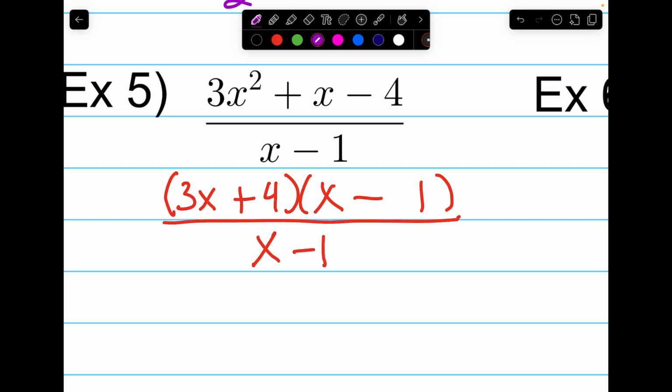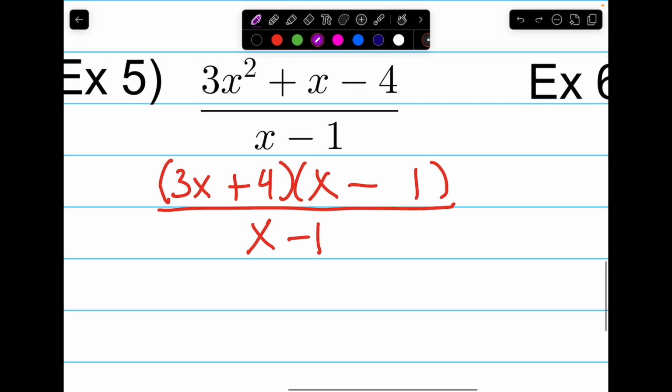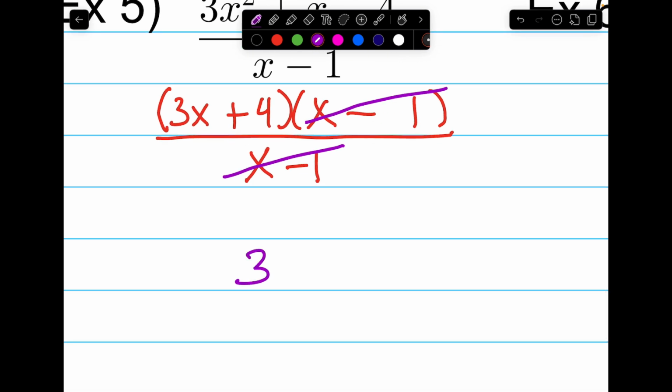All right. Does anything cancel out? Well, all I have is a binomial, binomial, binomial. These are all binomials. So if I cancel out any of those binomials, they have to be matched with a pair. And I do. I have a binomial here and here that cancels out. That leaves me with 3x plus 4.